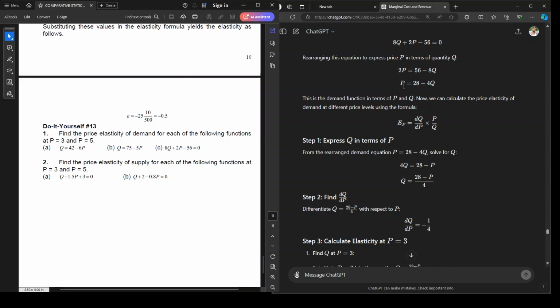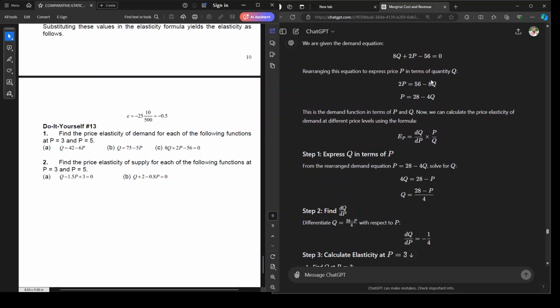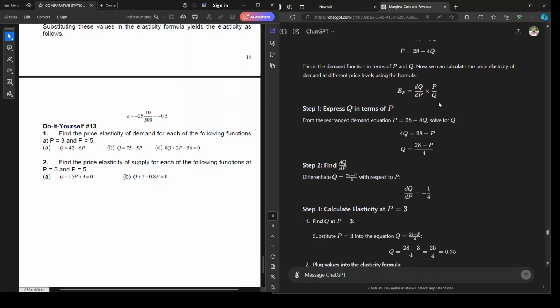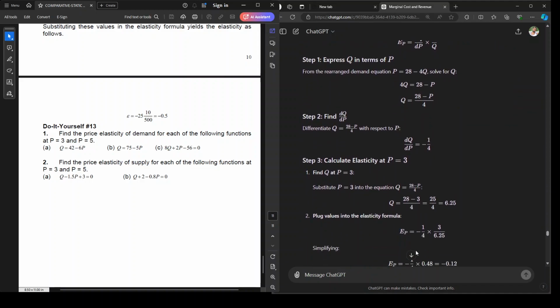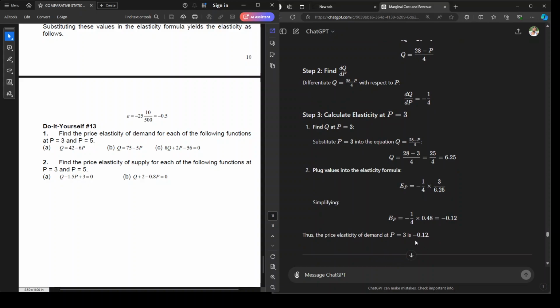Now this is the function. What quantity did we get here, when P equals 3? Come and substitute up there and get this quantity. The same thing: a quarter, which is the dQ/dP, times P over Q. And when you simplify that, you get negative.